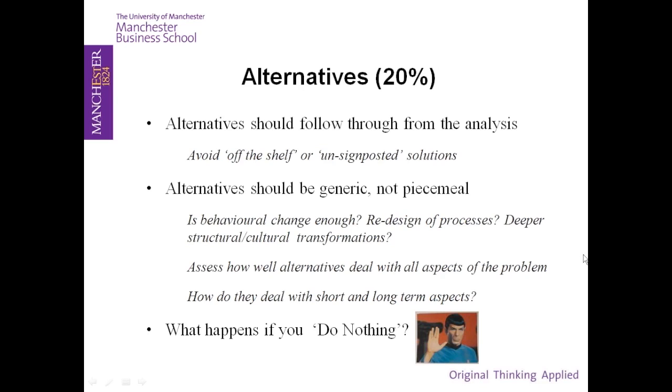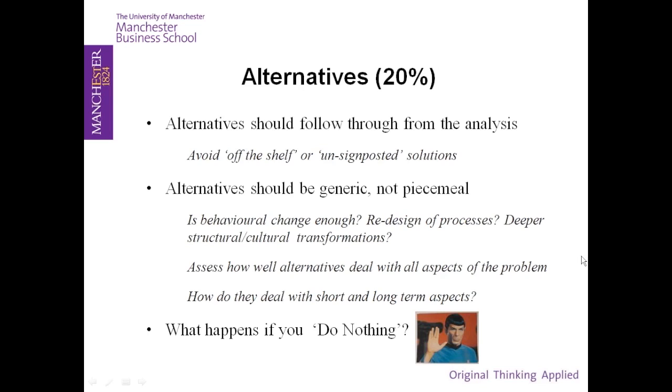Irfan asked how alternatives are different from recommendations. Well, alternatives should be fairly integrated, should be generic rather than piecemeal. Again, avoid dealing with each problem area one by one. So if there are structural aspects, avoid just dealing with the structural problem. Structure, culture, motivation, managing change, these issues are interconnected, and your alternatives need to recognize that. So your alternatives should be generic. They should be holistic, not piecemeal.